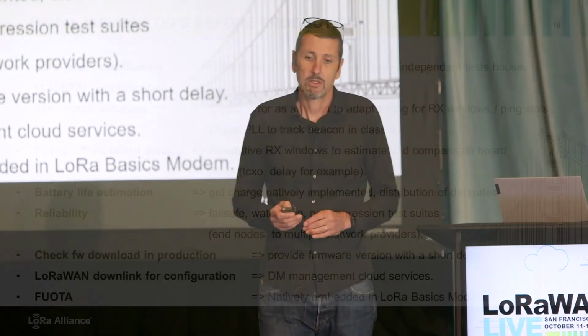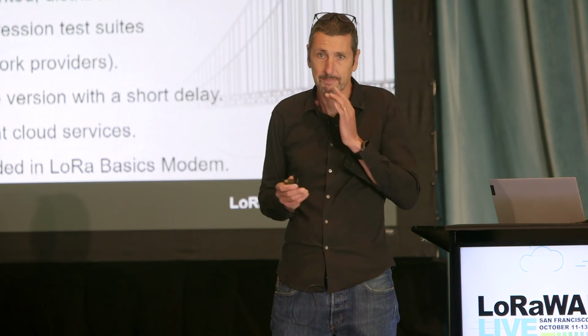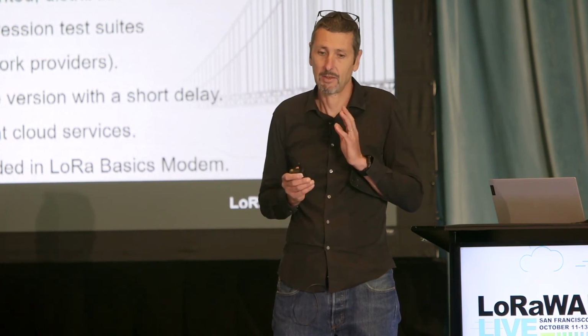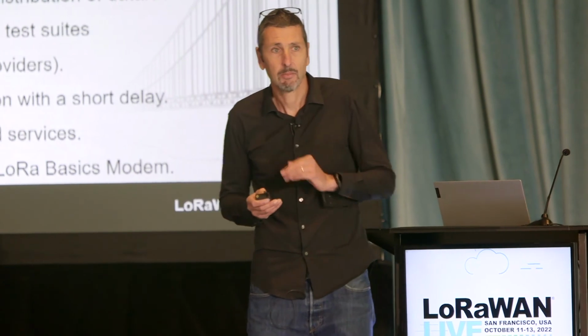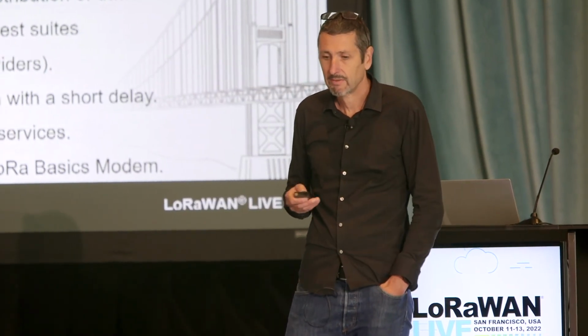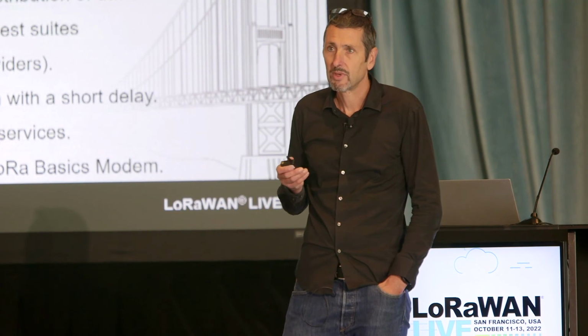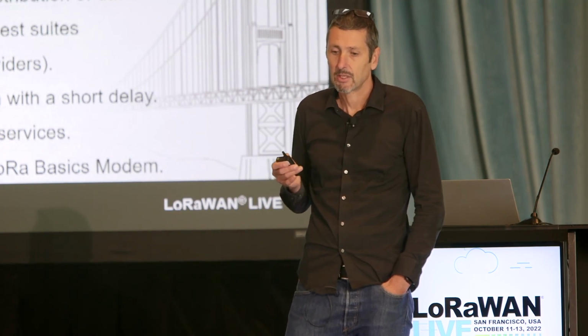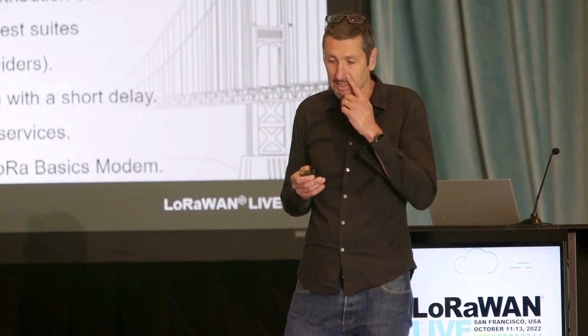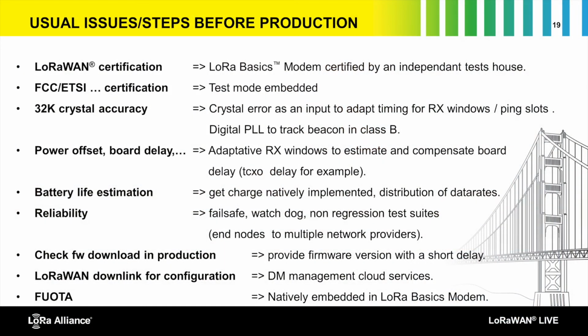Okay, as I mentioned before, the 32K crystal accuracy is always a nightmare, and more so when you are in Class B. So we have implemented plenty of things to remove this complexity, this constraint of the crystal accuracy. It is, as I said before, adaptive timing for RX windows. Same thing for Class B: we have a kind of digital PLL in firmware just to track the beacon, so even if you have a bad crystal accuracy, we are able to track the beacon.